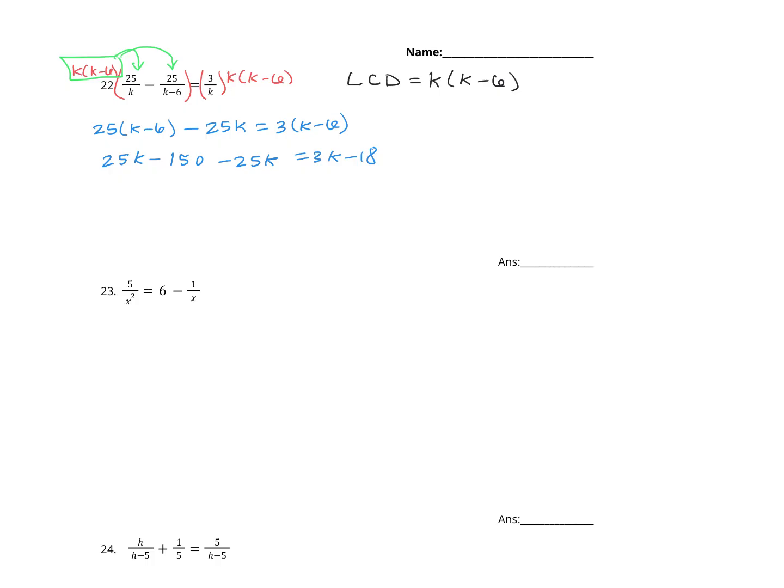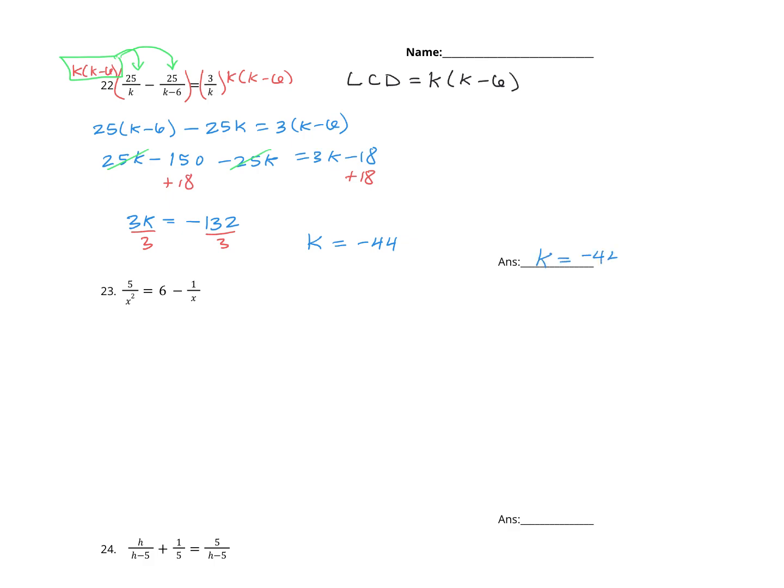It's a coincidence in this problem that the 25k's will cancel out. And then I can add my 18 onto both sides. That will take me to 3 times k equals negative 132. And then divide both sides by 3. And I get k is equal to whatever 132 divided by 3 is, which is 44. So I get negative 44.